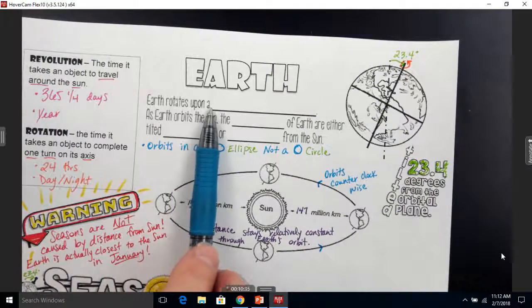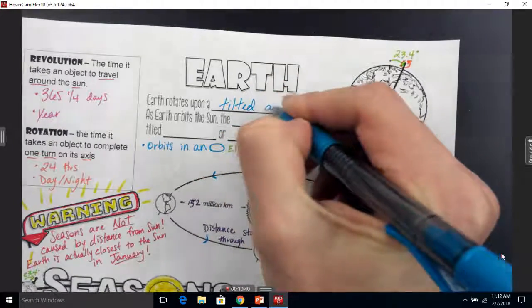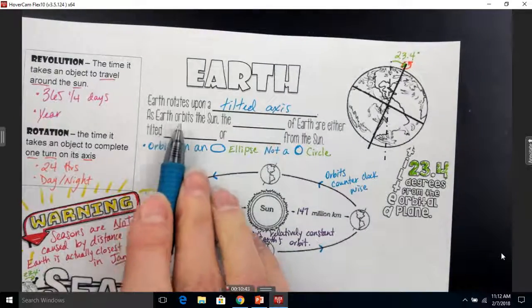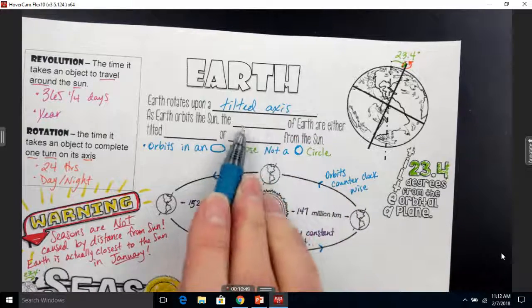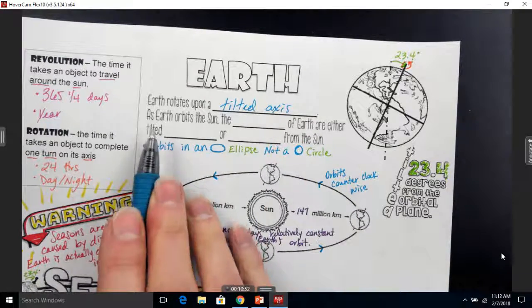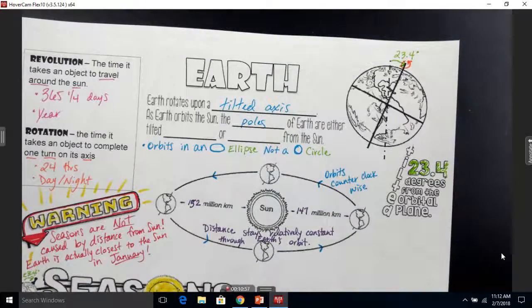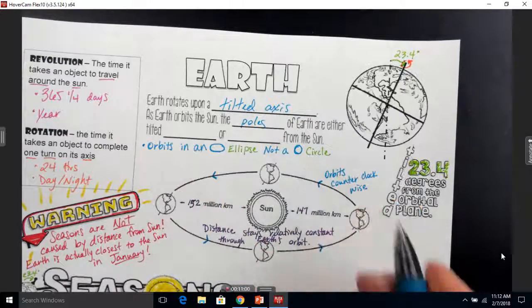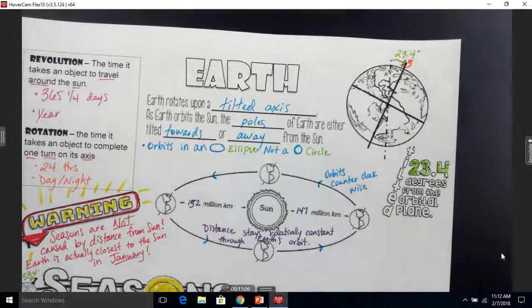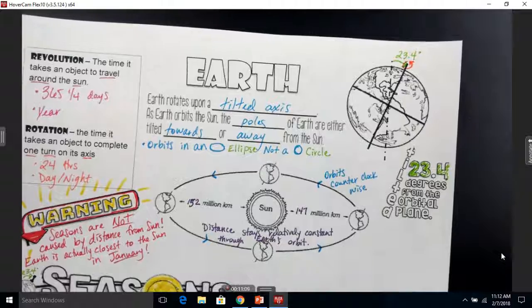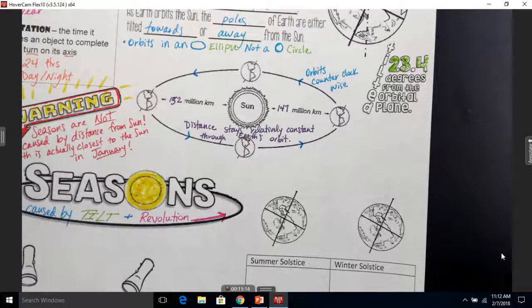Earth rotates upon a tilted axis. As Earth orbits the sun, the blank of Earth are either tilted, it's the poles of Earth, are tilted either blank or blank, towards or away from the sun. Does that make sense?